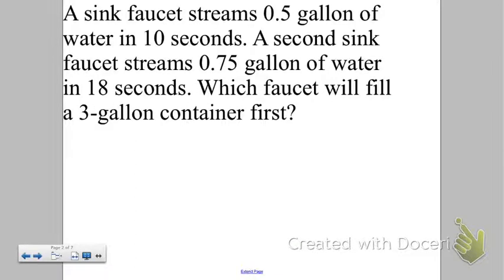The second question. A sink faucet streams 0.5 gallon of water in 10 seconds, and a second sink faucet streams 0.75 gallon of water in 18 seconds. Which faucet will fill a 3-gallon container first? Take a second to copy down the question.